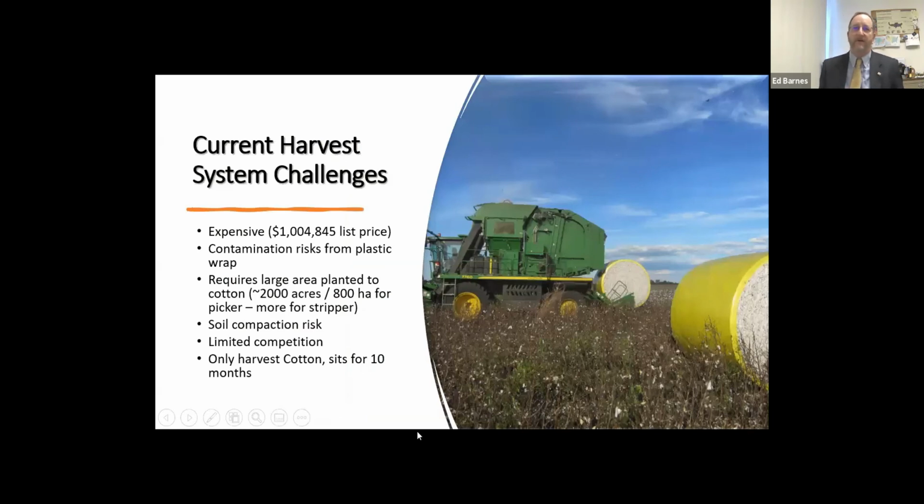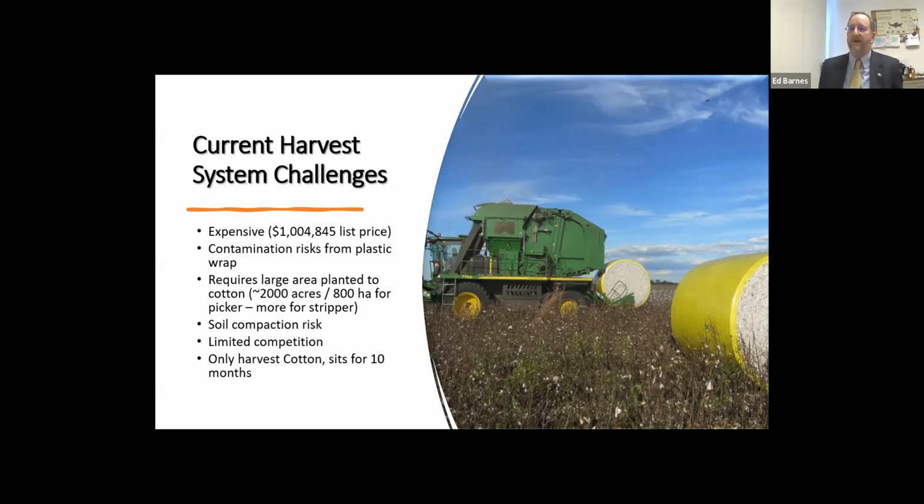But let's look at what our challenges are for those of us in mechanized countries. These machines, as I mentioned earlier, are expensive. The newest model broke the $1 million US dollar list price. We've talked about some challenges with plastic that's encasing the cotton. Keeping that out of the processing stream can sometimes be challenging. And again, if you're going to spend $1 million on a harvester, you really need a lot of land to justify that investment. In round numbers, it's about 2,000 acres or 800 hectares per machine to justify that cost. Even in the U.S., that is a challenge for some of our producers.